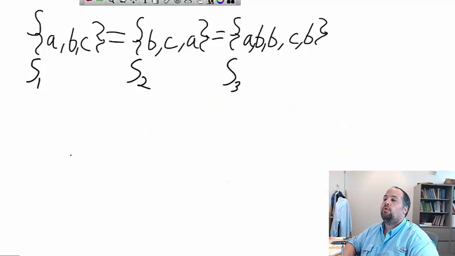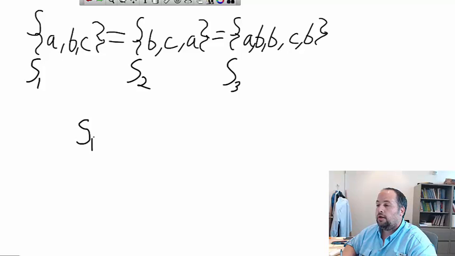Okay. Now there is one area where the uniqueness of a set does become important, and that's when we talk about, remember, the cardinality, right? That's what those bars on each side mean.